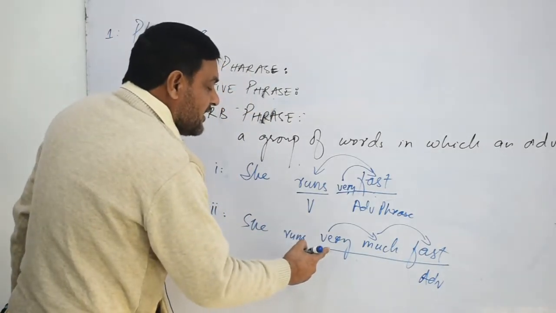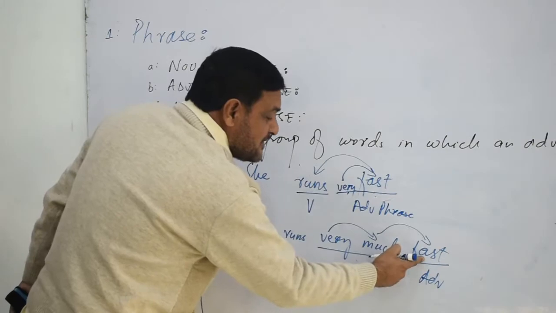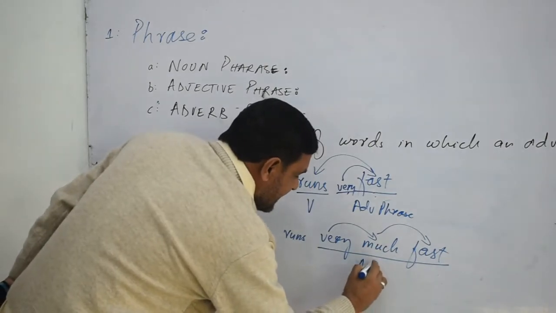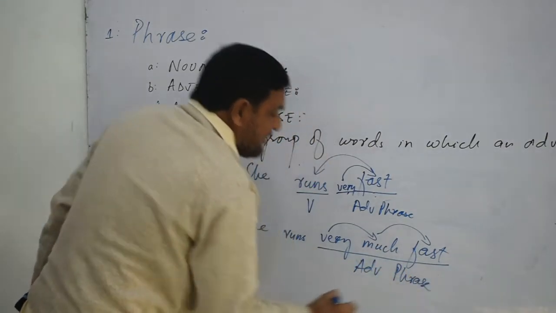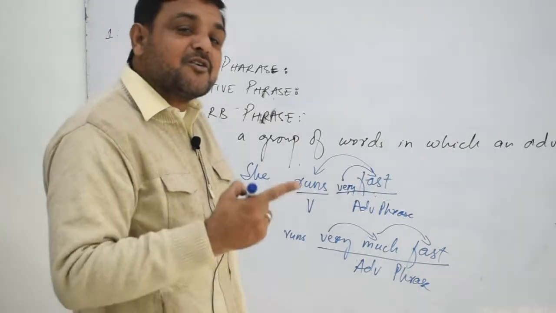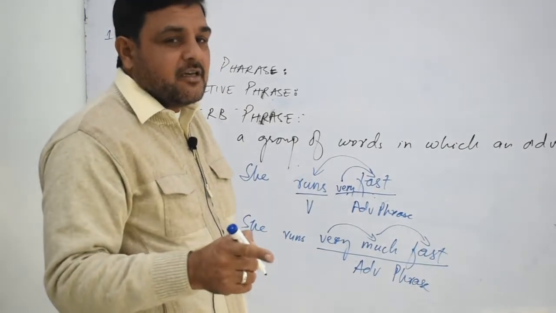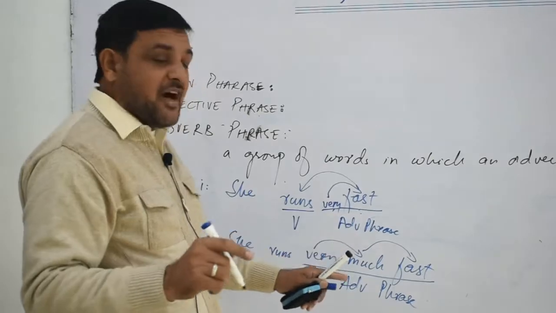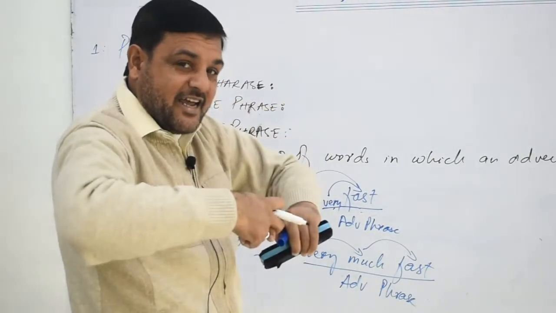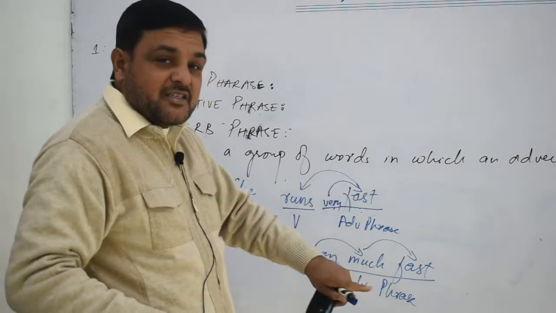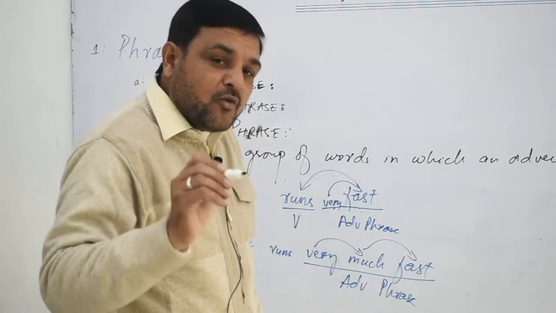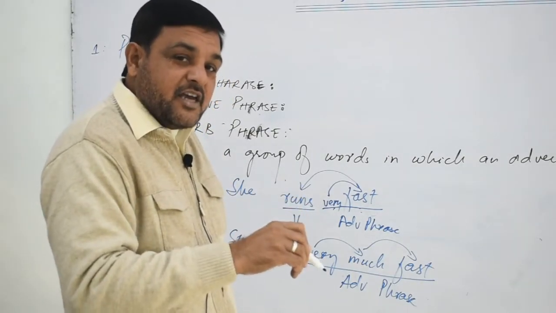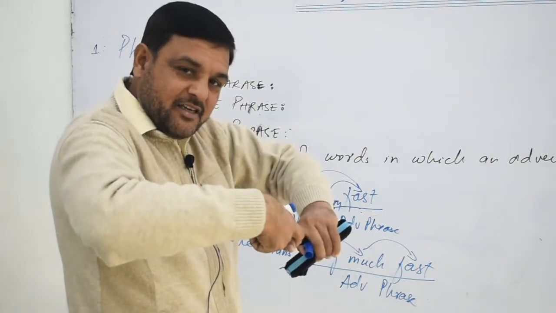So it means very and much are dependents of fast, which is the head. So this will be called an adverb phrase. Why? Because very much fast is a group of words in which the head is an adverb, and don't forget, these three words are connected together. In this example, very fast are connected together. For a group of words to qualify for the status of a phrase, it is a must that they be connected. They must be linked.